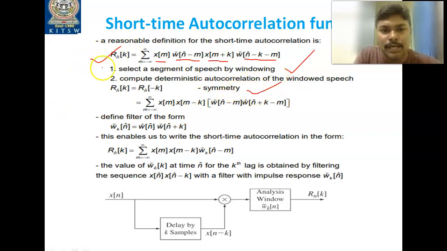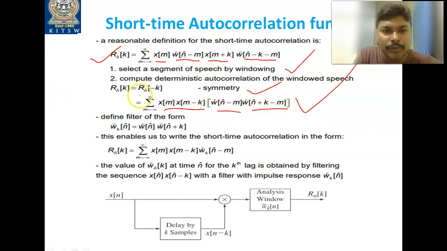So when you replace Rn of k, the equation that we are seeing in the first one is modified like this: x of m into x of m minus k. Previously this was m plus k, because we are replacing k with minus k now. And w of n minus m and w of n plus k minus m, that we are going to be seeing.